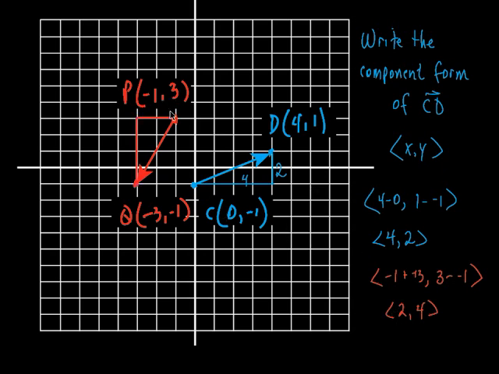So if you take a look at this, I went to the left, which is -2, and then I went down, which is -4. So this really should have been -2, -4.